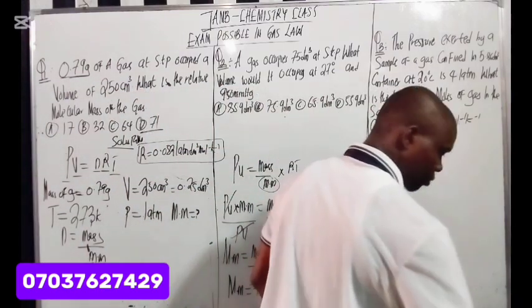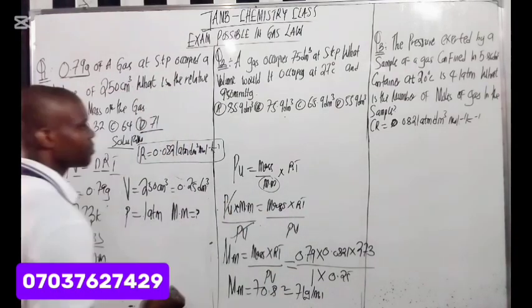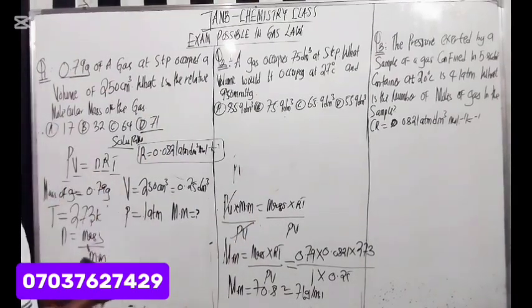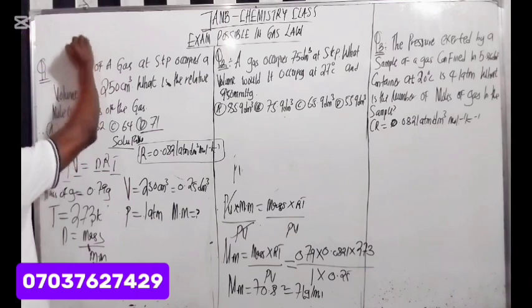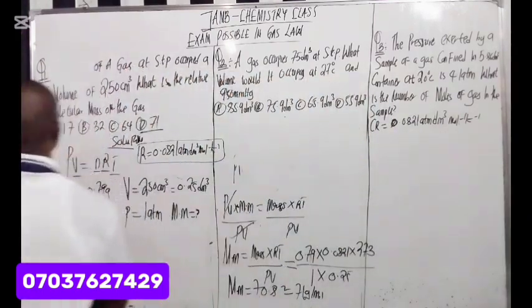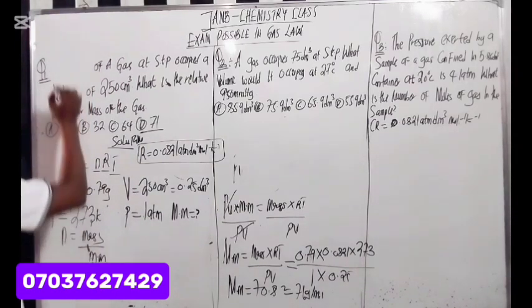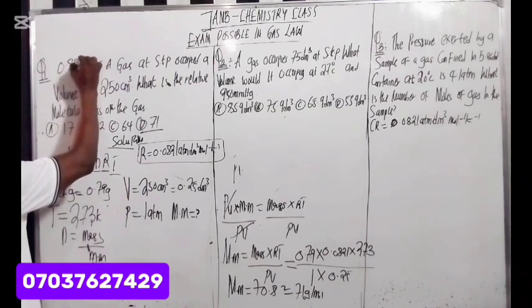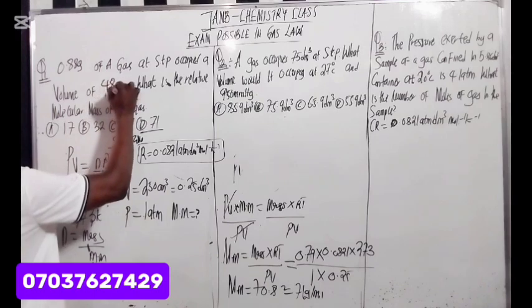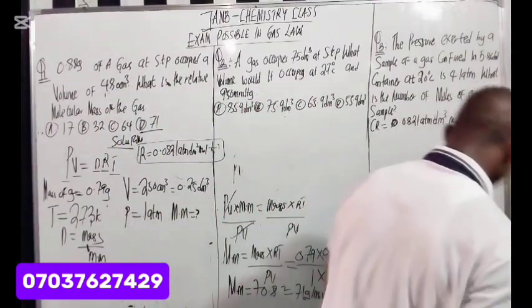So it's not difficult. So let me wipe this place here. Hope you understand, right? Now, if I decide to change this value here, let us say here we have 0.88 gram, and here we have 480 cm cube. Go ahead and solve this question for me.